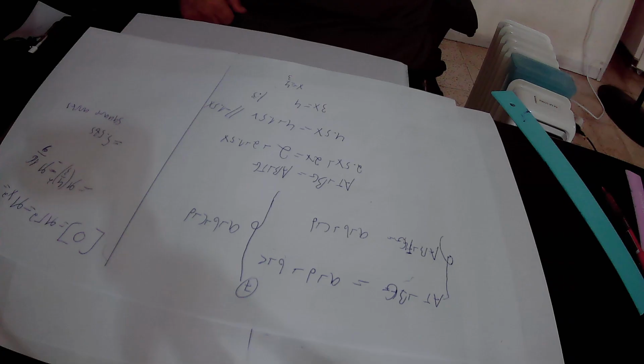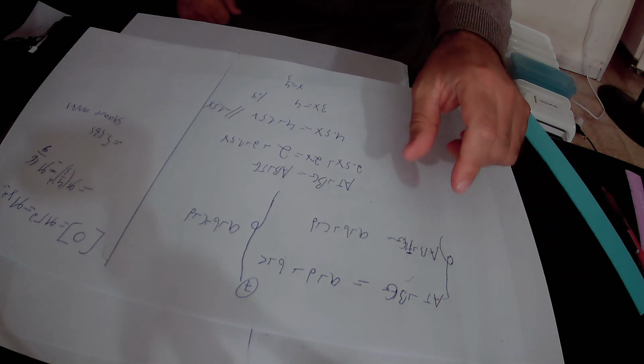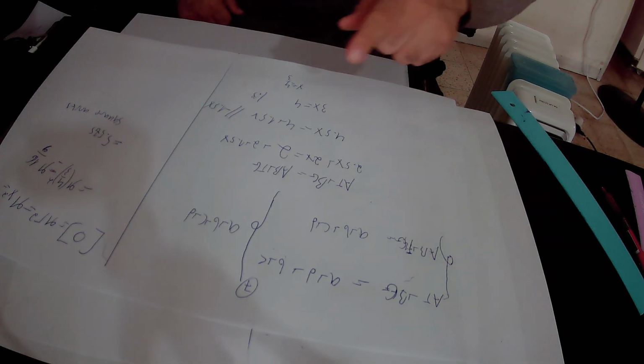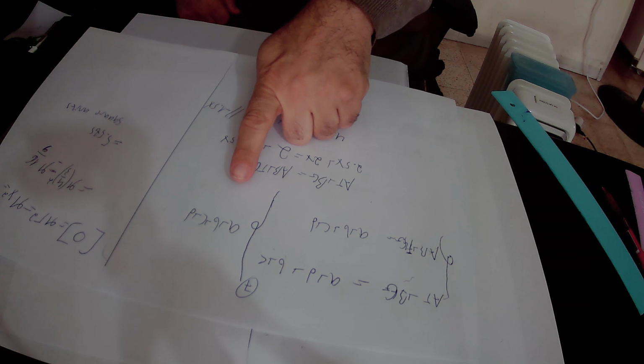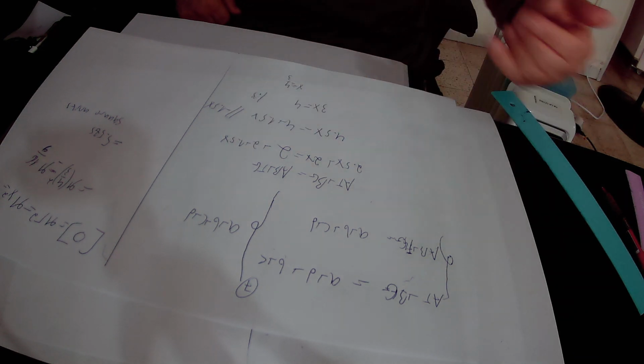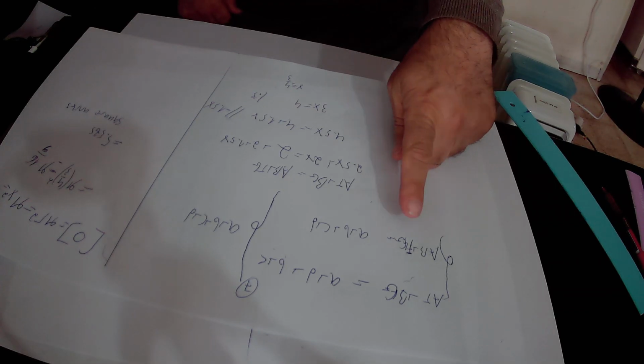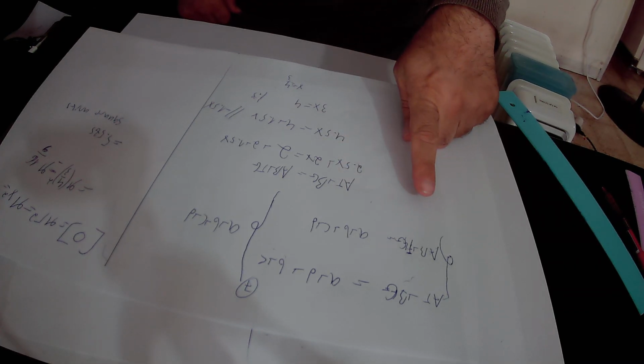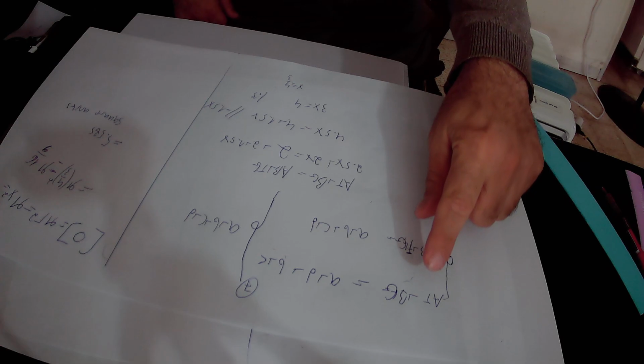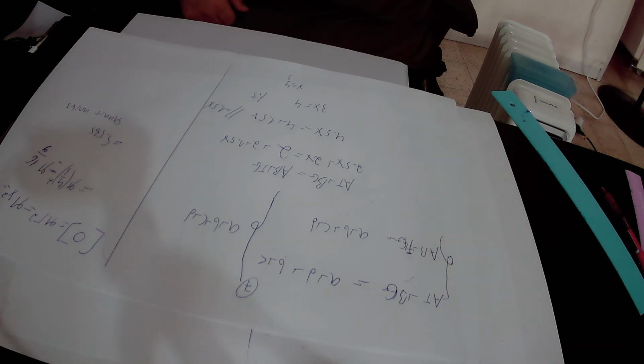Therefore, the two expressions equal a plus b plus c plus d. Therefore, they must be equal to each other. That is to say, AT plus BG equals AB plus TG. Those two expressions must be equal to each other.